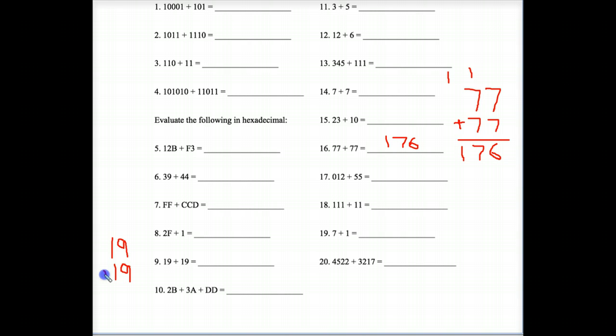We add the 9 plus the 9 first, and that gets you a group of 18. How many groups of 16 can you pull out of 18? Well, just one group. You're left with 2. And in this column, it's simply 1 plus 1 plus 1, and the answer is 3 there. So the final answer to exercise number 9 is 32.